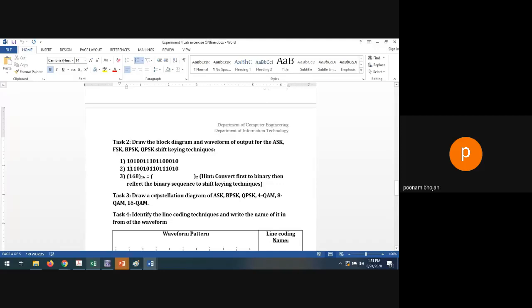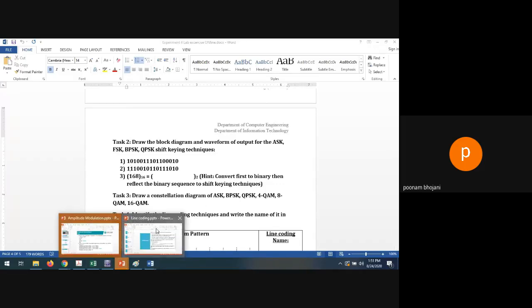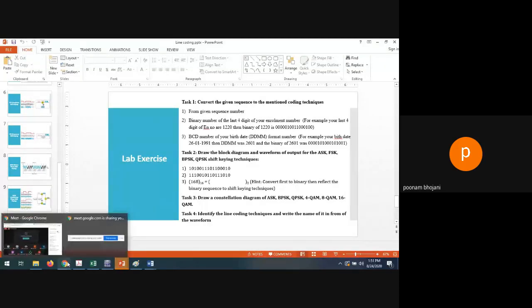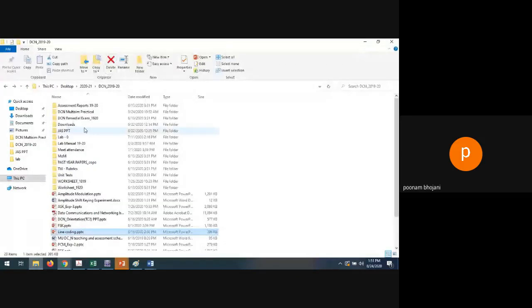Third is draw the constellation diagram of ASK, PSK, QPSK, 4QAM, 8QAM, 16QAM. So I think I have already shown you the constellation diagrams in the signal encoding scheme PPT. Let me show you that PPT if you don't remember.